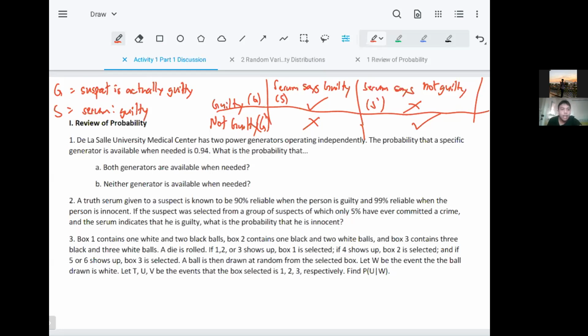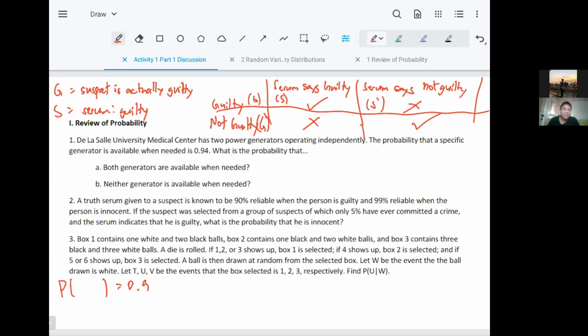So ngayon, given na G at S ay ganyan, ano yung 90, ano yung 99, ano yung 5%? Next step, write out yung given. So the 90%, that's the probability of what? Can anyone guess or does anyone know? 90% reliable daw yung truth serum when the person is guilty. So ibig sabihin, pag guilty ka, in-injectan ka ng truth serum, 90% of the time, sasabihin mo talagang guilty ka.